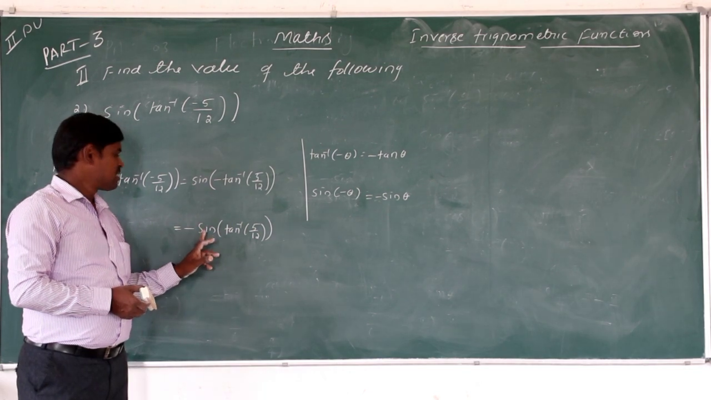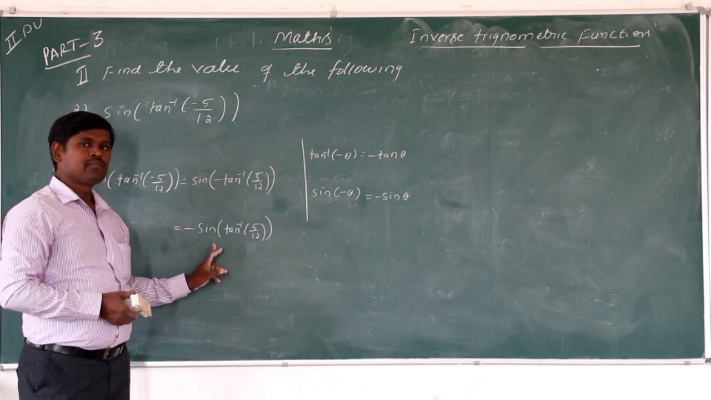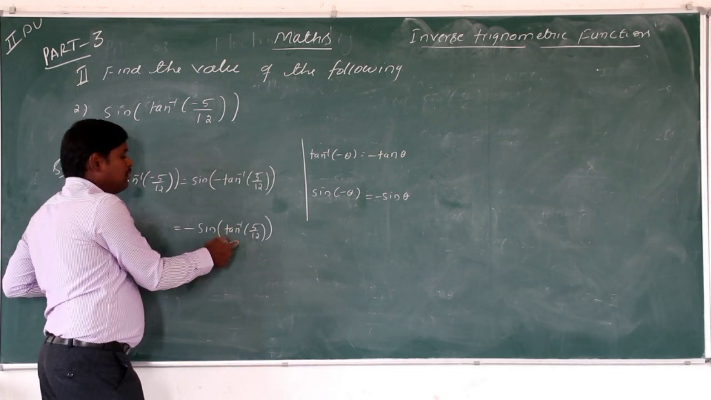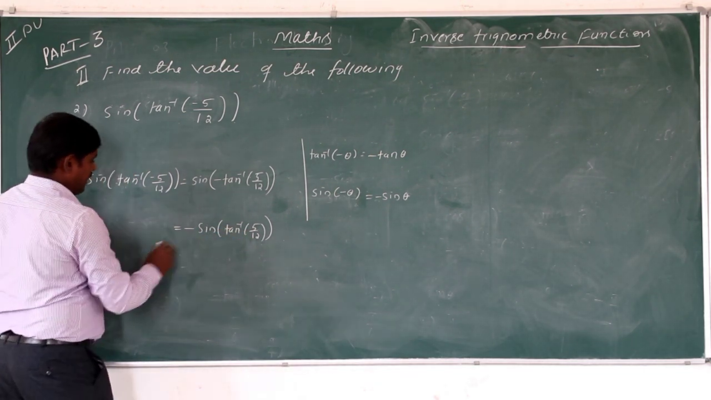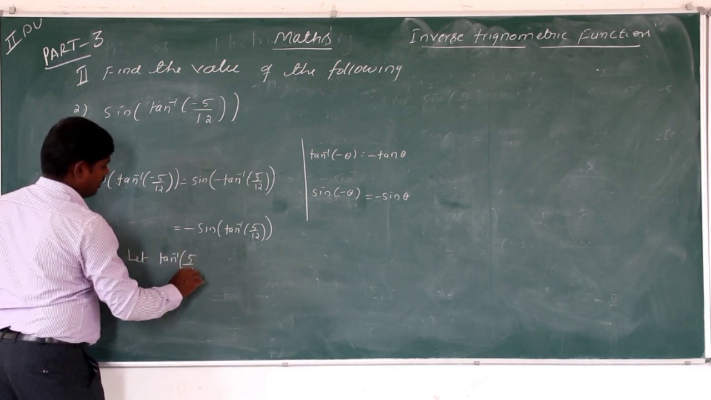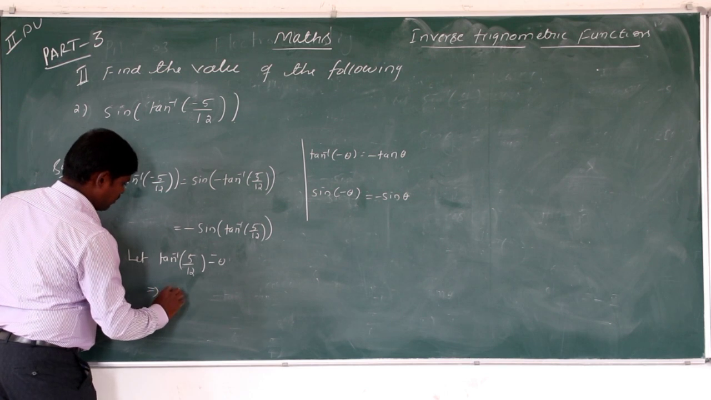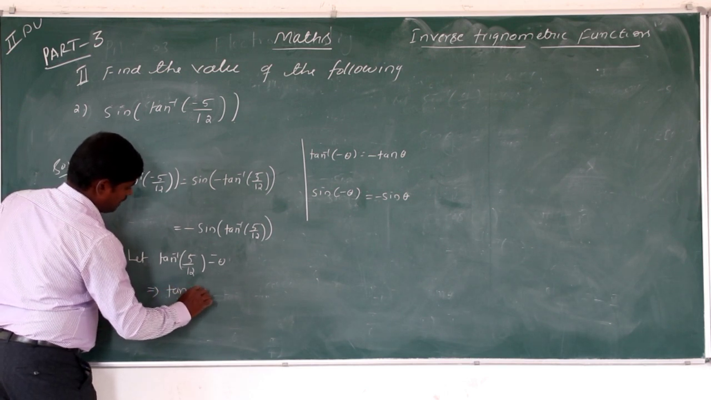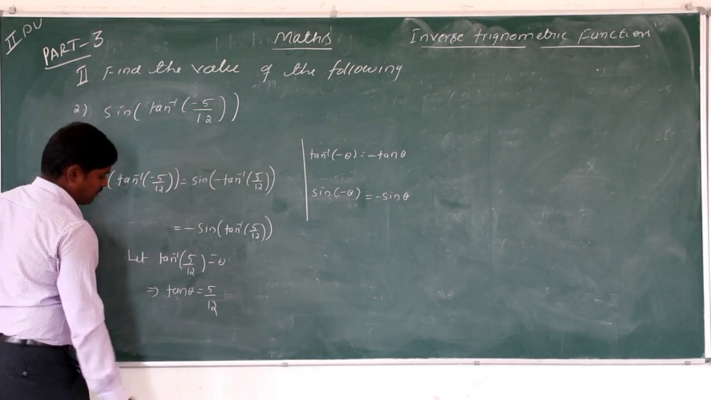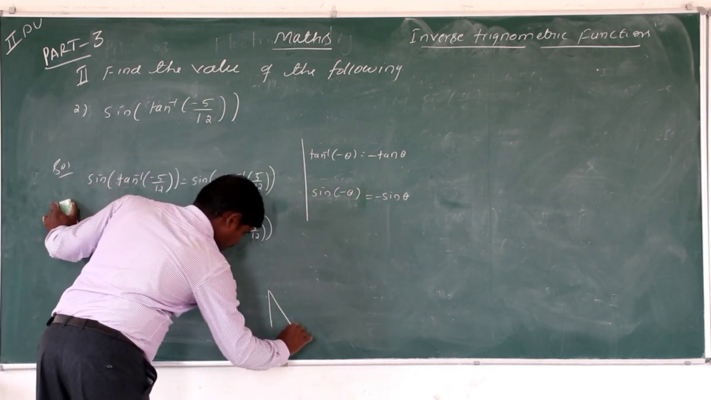We have the property sine of sine inverse of x is x. So we are going to write tan inverse of 5 by 12 in terms of sine inverse. Let tan inverse of 5 by 12 be equal to theta. This implies tan theta is equal to 5 by 12. So take a right angle triangle.